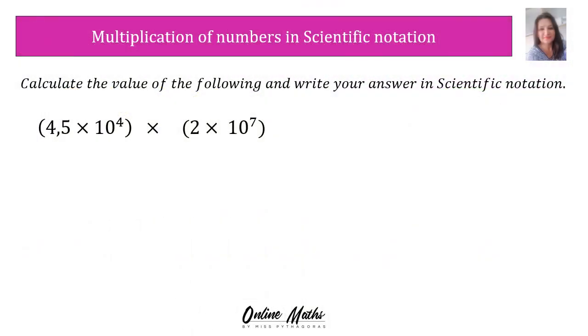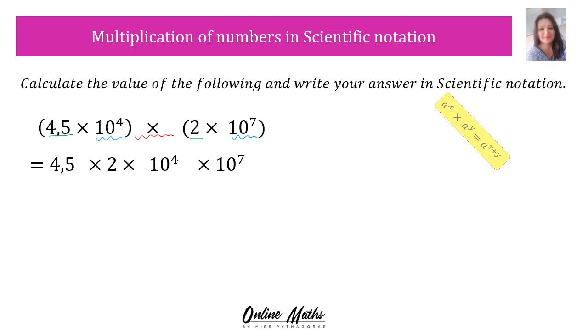Now I will show you how to do multiplication of numbers in scientific notation. The question says calculate the value of the following and write your answer in scientific notation. Now, how do we see that this is multiplication? We look at this sign over there. That's a multiplication. And then there's a very specific process that we will follow. We will first multiply the two numbers, the 4,5 times 2, and then we will go to the exponents and we will tackle 10 to the 4 times 10 to the 7.